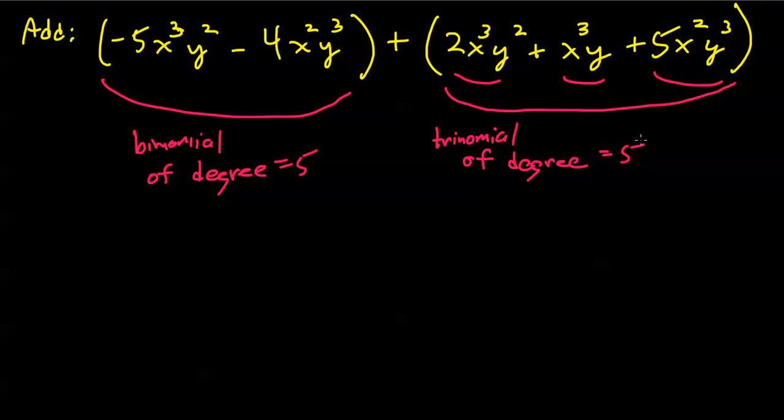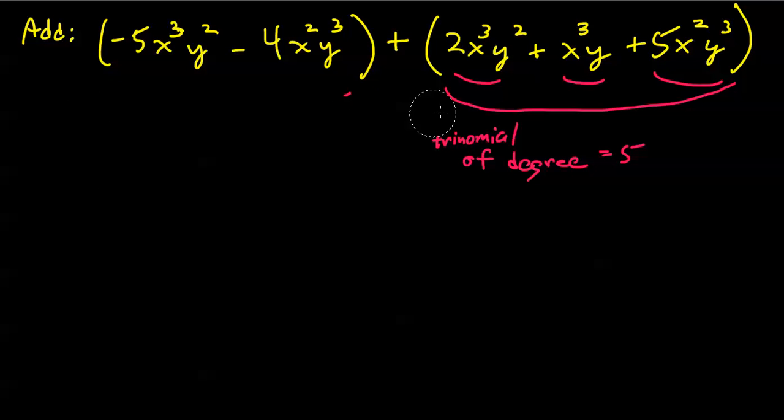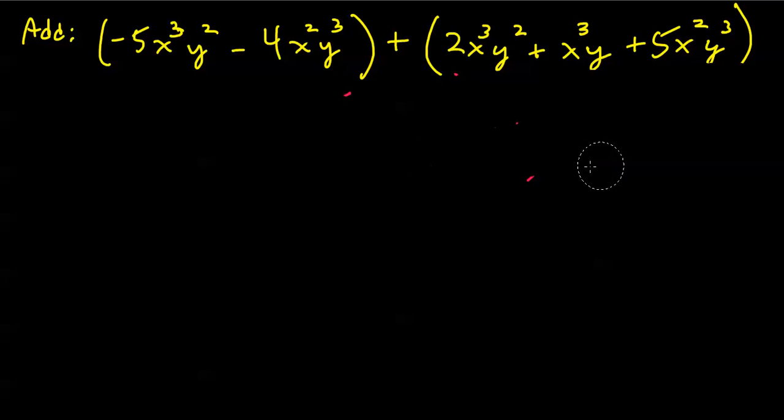Alright, let me erase the classifications because I want to be concerned with adding these polynomials. And again, to add polynomials, you just add the like terms together. Let's see, let me go to this and this. I see these are like terms. The variables and the exponents are the same in those terms. The only thing different is the coefficients. And of course, we'll just add or subtract the coefficients as indicated.